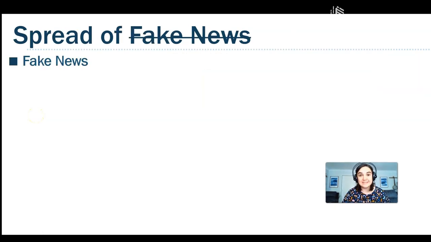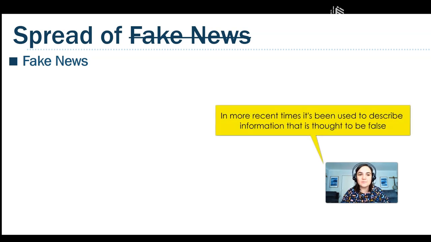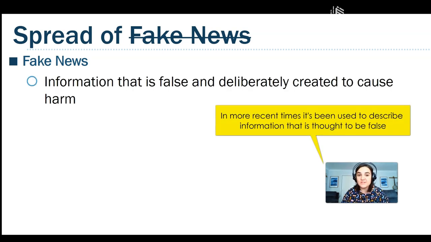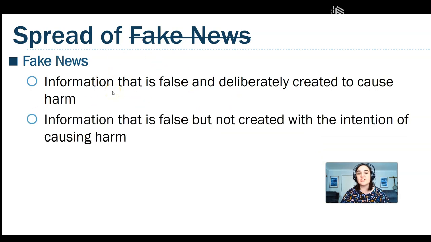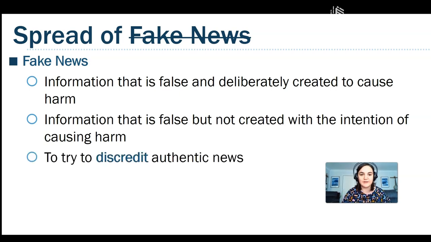In more recent years, it's been used to describe the deceptive practices of people or companies that aid in the spread of disinformation or misinformation. So information that is false and deliberately created to cause harm, or information that is false, not created with the intention of causing harm necessarily, but it's still untrue. So there's a couple of different types of what we would call now fake news.